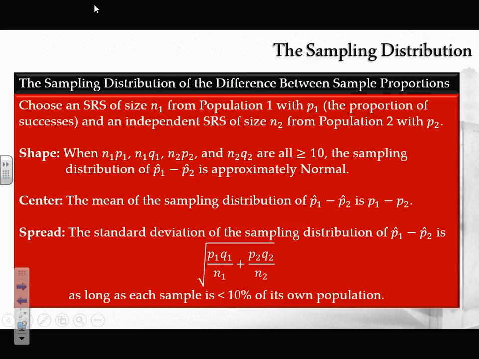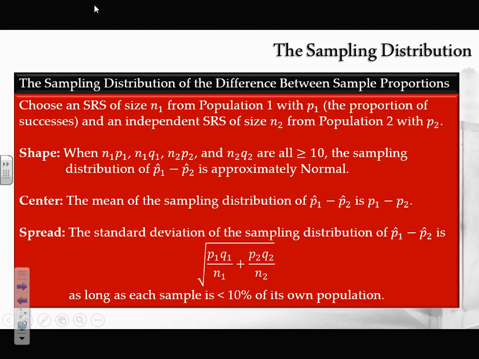We're going to calculate P1 from that sample. We need an independent SRS of size N2 from population 2 with a known proportion from that sample. Okay? So we have two separate populations. Now, a lot of the stuff here should look pretty similar to things we've been dealing with the past couple chapters.